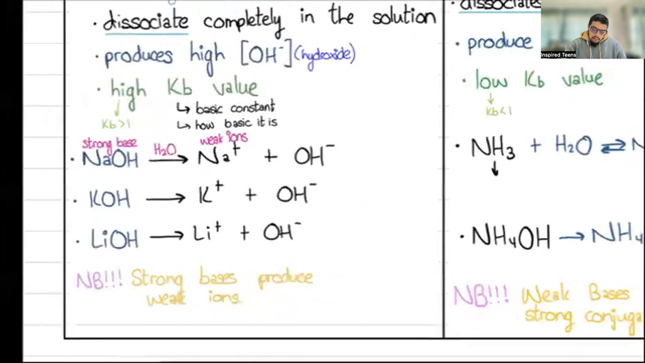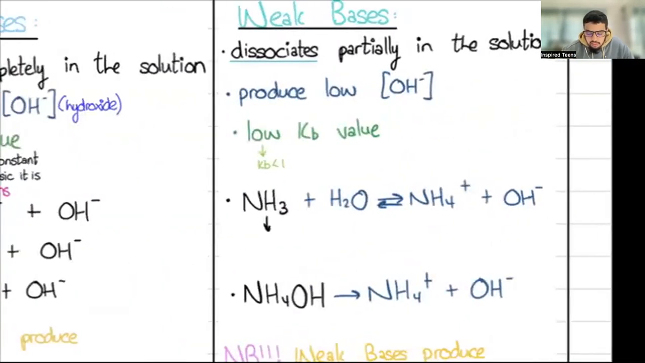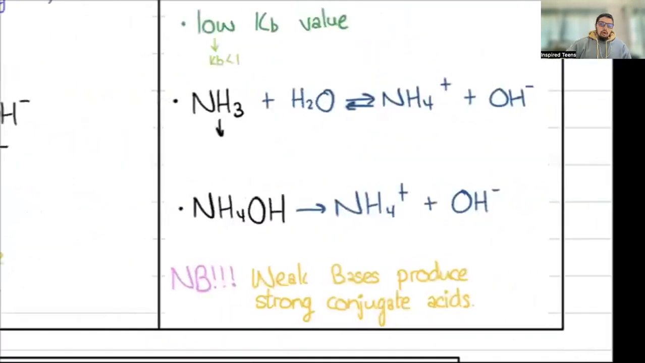Let's move on to weak bases. They dissociate partially in the solution. They produce a low concentration of hydroxide ions. So strong base, high concentration of hydroxide; weak base, low concentration of hydroxide. And of course, a weak base has a low Kb value. So here we have the two common weak bases that we can discuss.